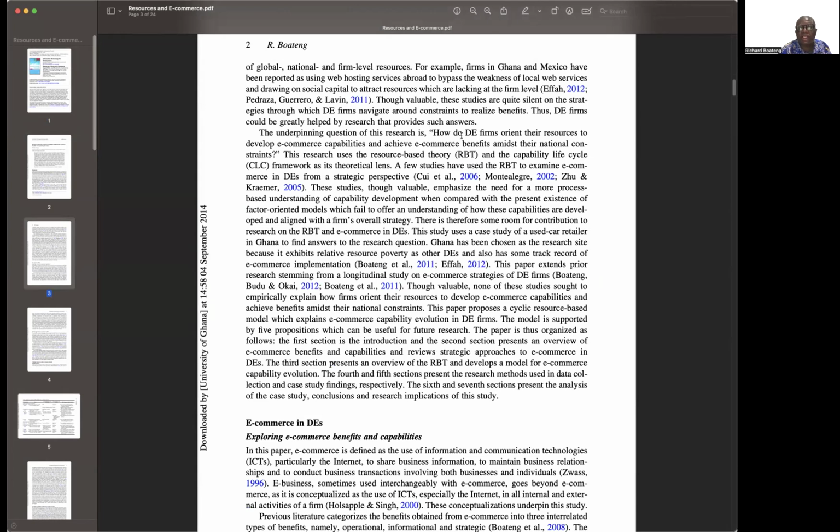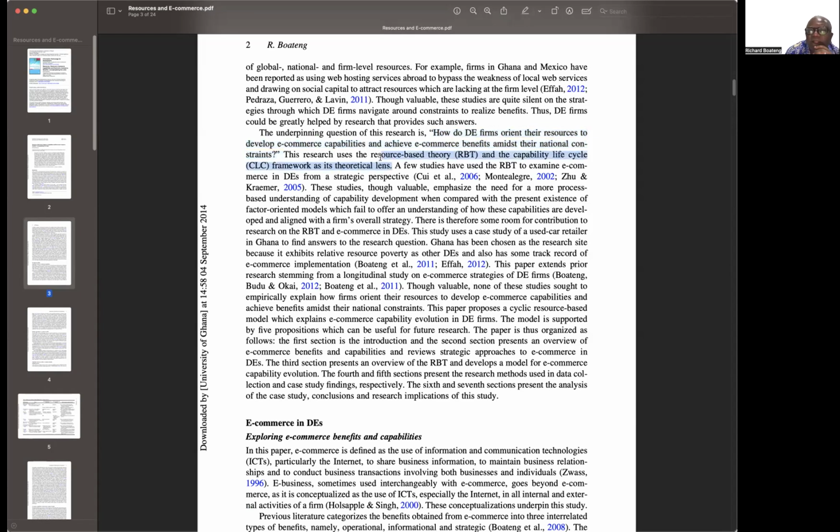How do developing country firms, if you can see it here, develop capabilities and achieve e-commerce benefits amidst their national constraints? How do developing country firms orient their resources to develop e-commerce capabilities and achieve e-commerce benefits amidst their national constraints? So let's look at it in detail. They say the research uses the resource-based theory and the capability lifecycle framework as a theoretical lens.